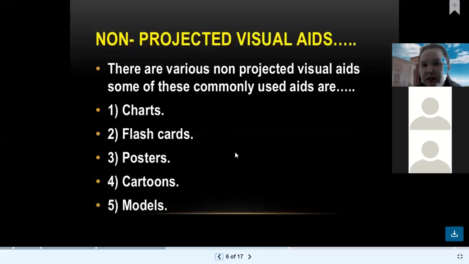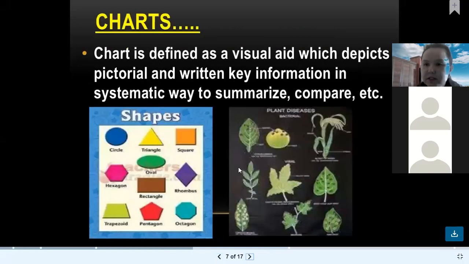Now we will learn these types of visual aids. The first one is charts, second flashcards, posters, cartoons, and models. So in this next slide, you can see the charts. Can you define the charts, please, Laila? Should I read? No, you have to give a definition for the charts. What is charts?